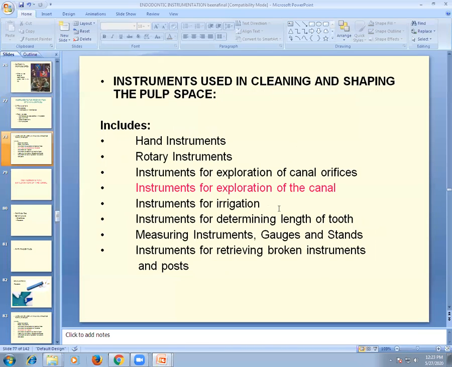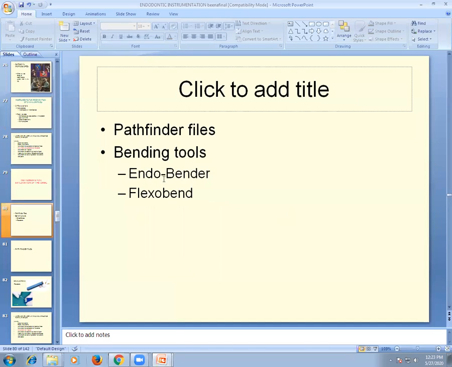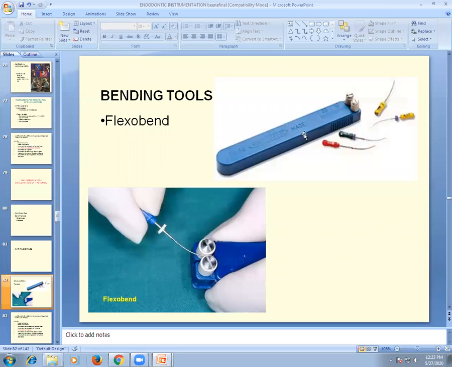For the exploration of the canals and the pathfinders, files and bending tools such as Endo Bender and Flexo Bend. No need to remember all this, I'm just showing you a picture so that at some point, if this word clicks, you can at least remember that you have seen it somewhere. So that's why I'm making you see all this.